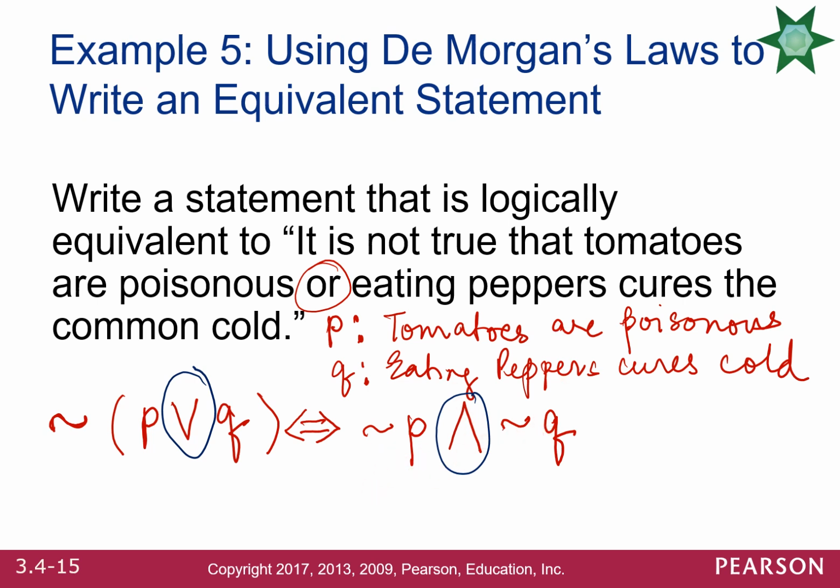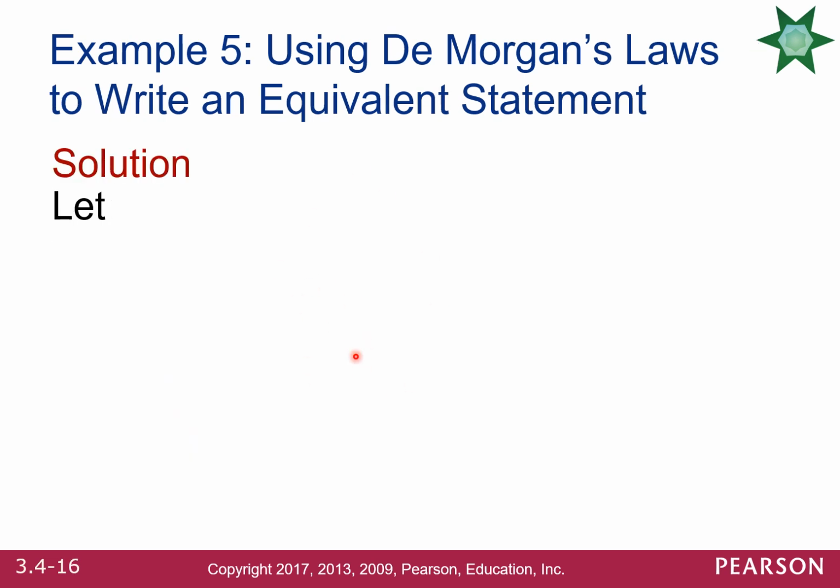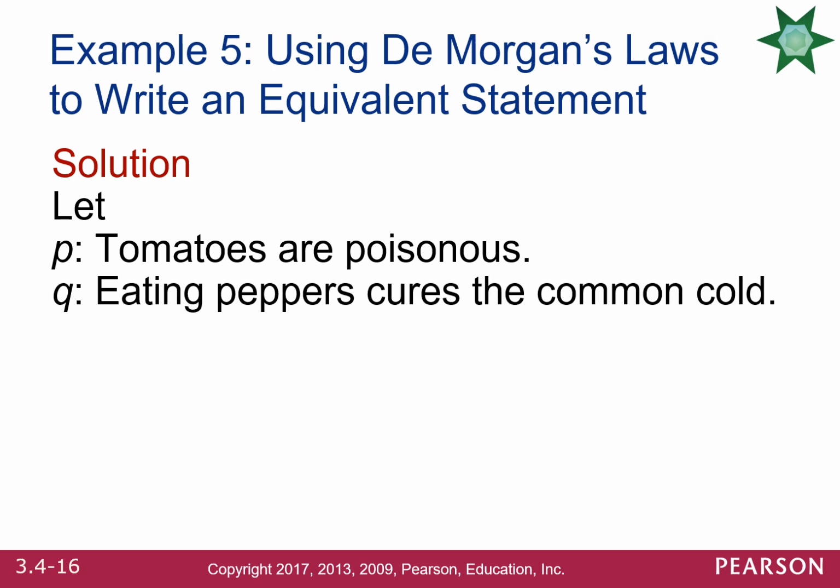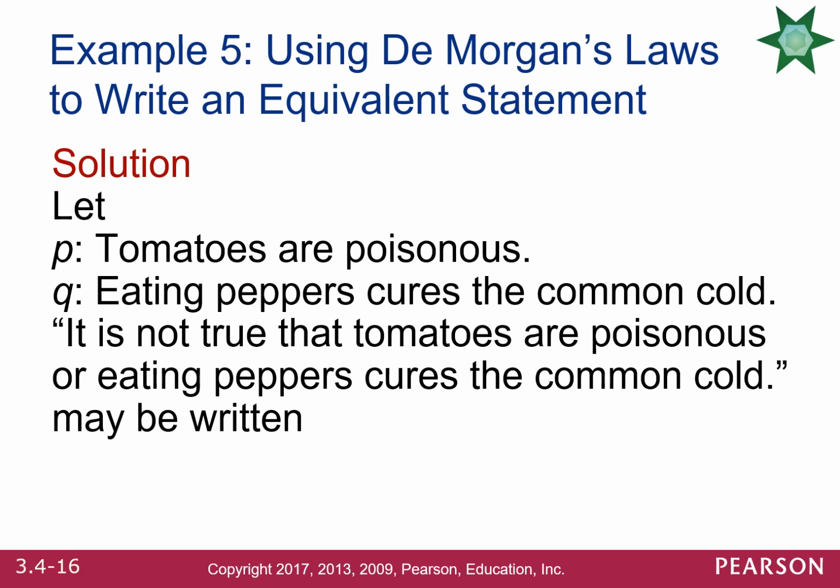So let's go through the next slide to see if we are correct or not. Let's go through the process that they have come up with. It should be the same as what we got previously. First, they have broken up the compound statement into two simple statements, P representing the simple statement that tomatoes are poisonous, and Q represents the statement eating peppers cures the common cold, correct? And then they put the statement given to us in symbolic form. So what was the statement? It is not true that tomatoes are poisonous or eating peppers cures the common cold.